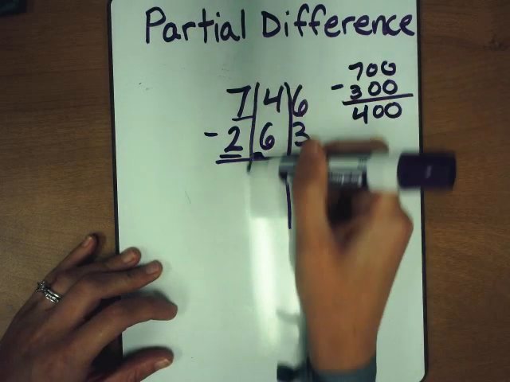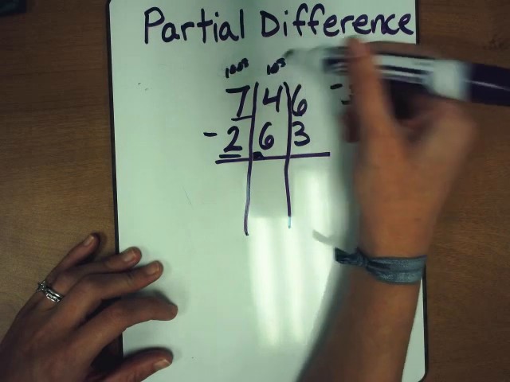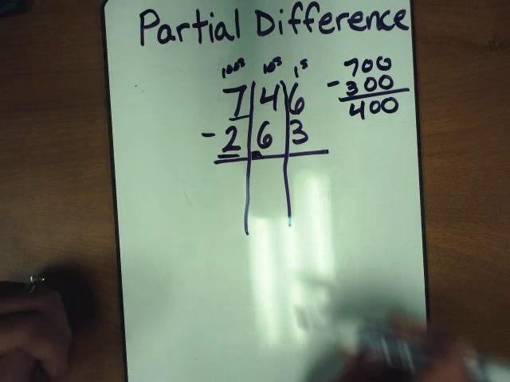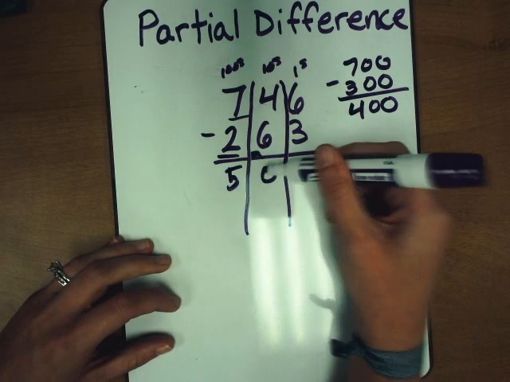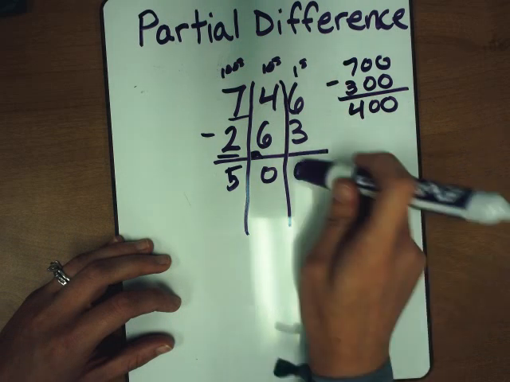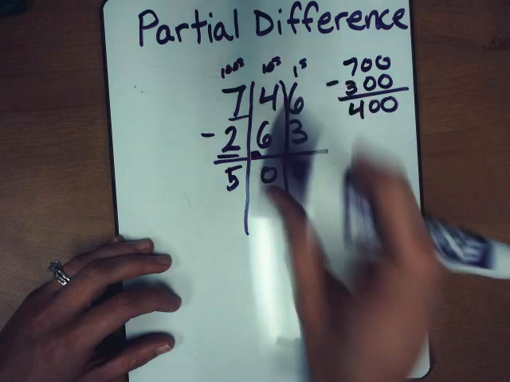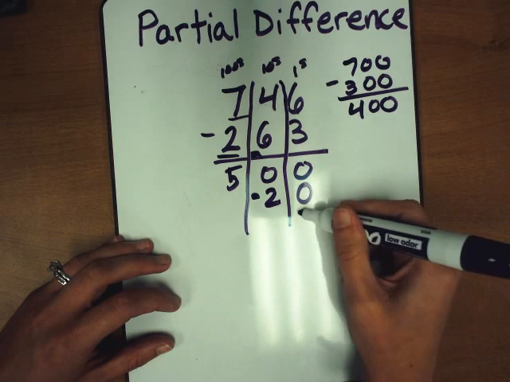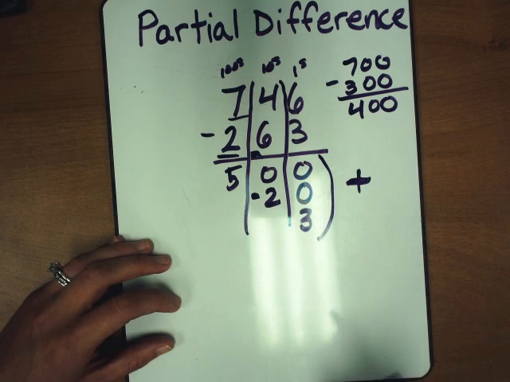So as I go ahead and get this ready for partial differences, I'm going to get my hundreds column, my tens column, my ones. And just like partial sums, I'm going to start with this big hundreds column first. So I have 700 minus 200, which is 500. 40 minus 60, it's going to get me a negative number. 60 is 20 more than 40, so 40 minus 60 is a negative 20, and then 6 minus 3 is 3.